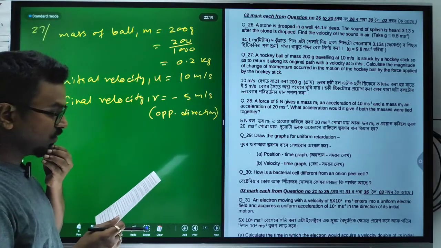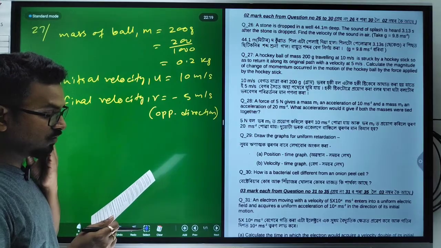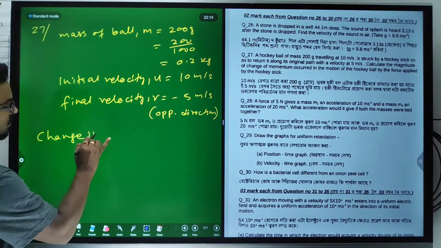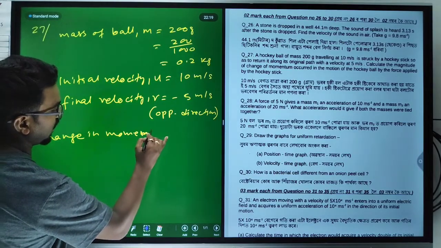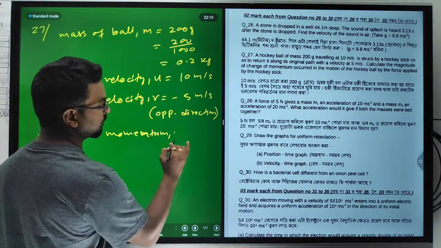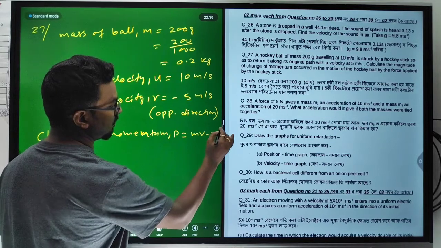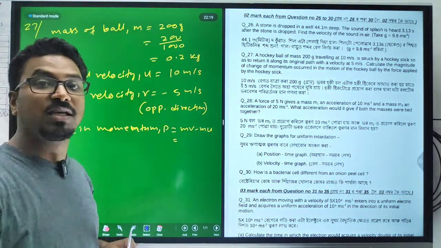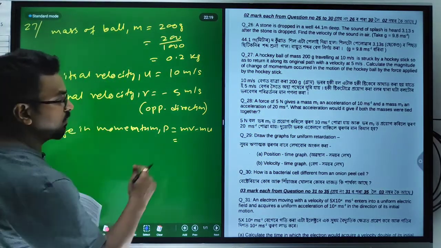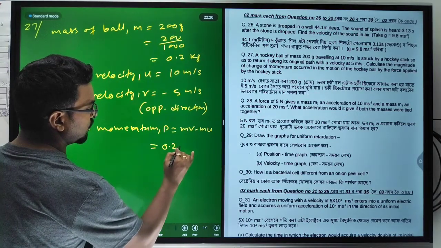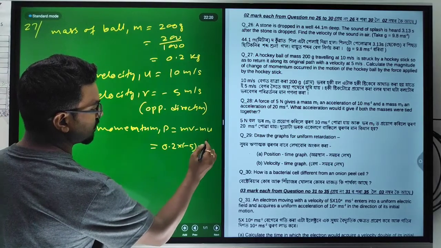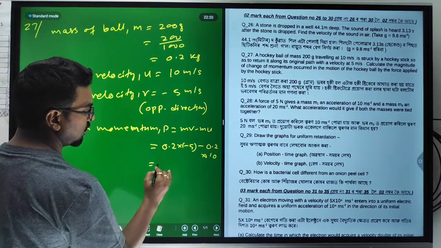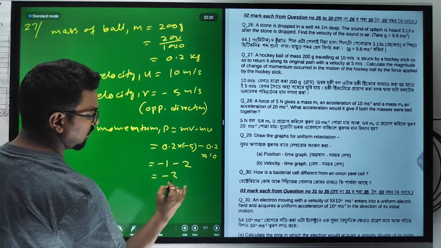Here it is asked to find the magnitude of change of momentum occurring in the motion of the hockey ball by the force applied by the hockey stick. Change in momentum will be mv minus mu, that is final momentum minus initial momentum. So 0.2 times minus 5, minus 0.2 times 10, which is minus 1 minus 2, so it becomes minus 3.